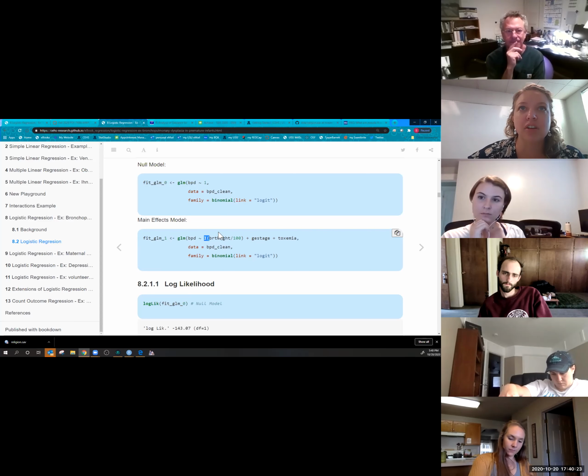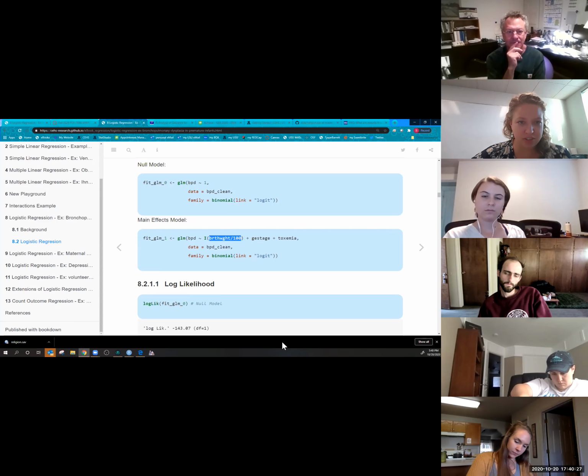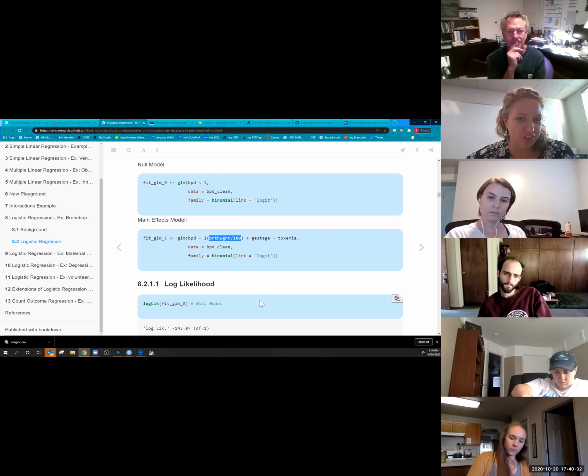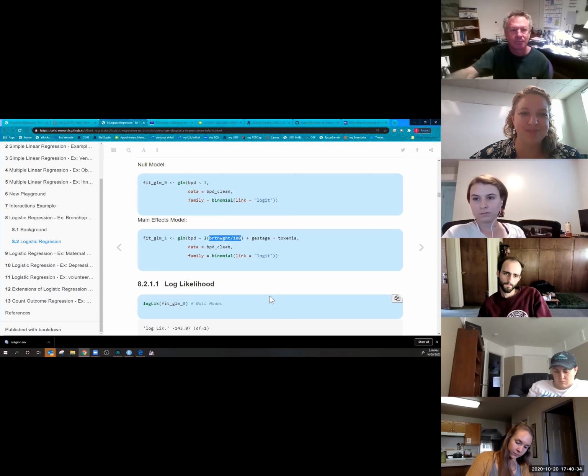That's how you do it in R: internally inside this model, take birth weight and divide it by 100. So the units are changed. It's per 100 grams instead of per 1 gram.